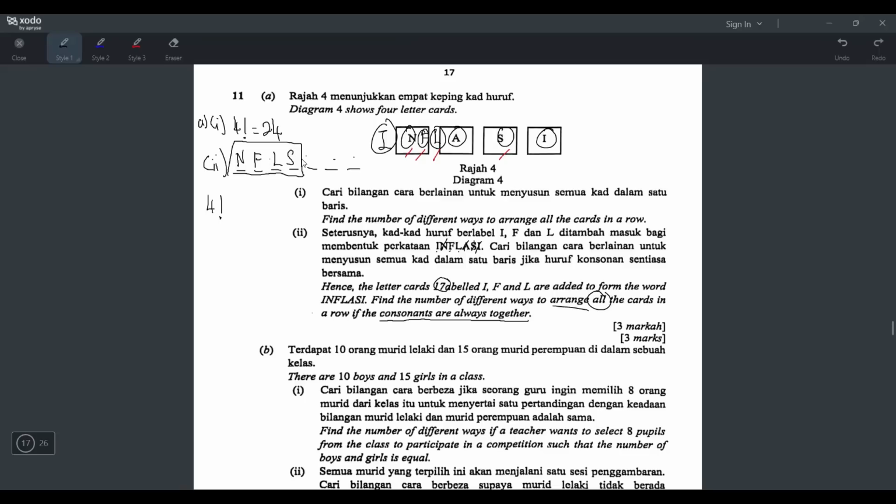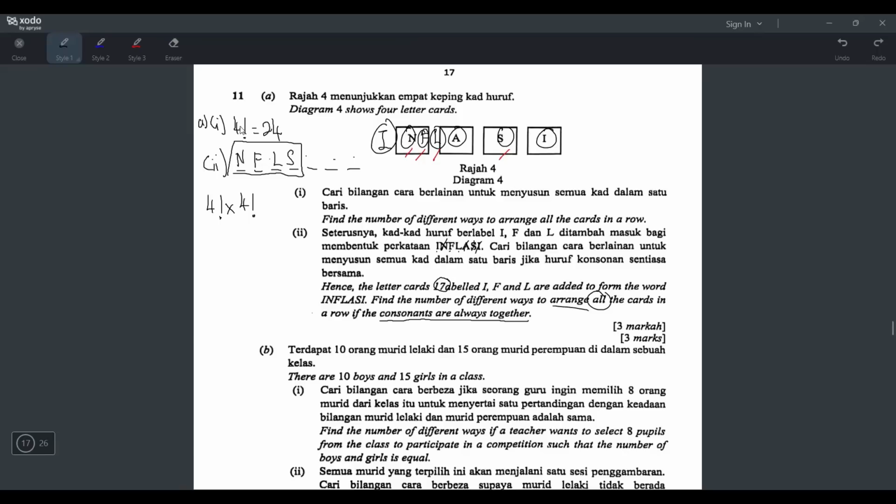So you have to know the NFLS tak semestinya kena duduk depan, dia boleh duduk macam ni pun boleh, right? Or maybe duduk macam ni pun boleh, like this also together, right? At this position also together, right? That is why you have to arrange these four things, okay? Because this is grouped as one already, they have to be together. That's why you have to count it as 1, 2, 3, 4. And then you will times with 4 factorial. And the reason is because the NFLS can arrange among themselves also. It doesn't have to be NFLS, it can be SFLN or FNLS, right?